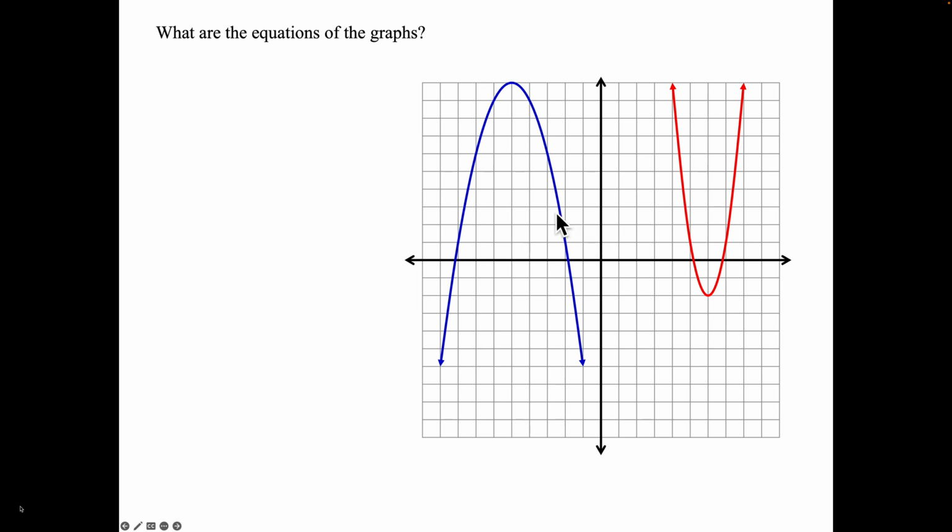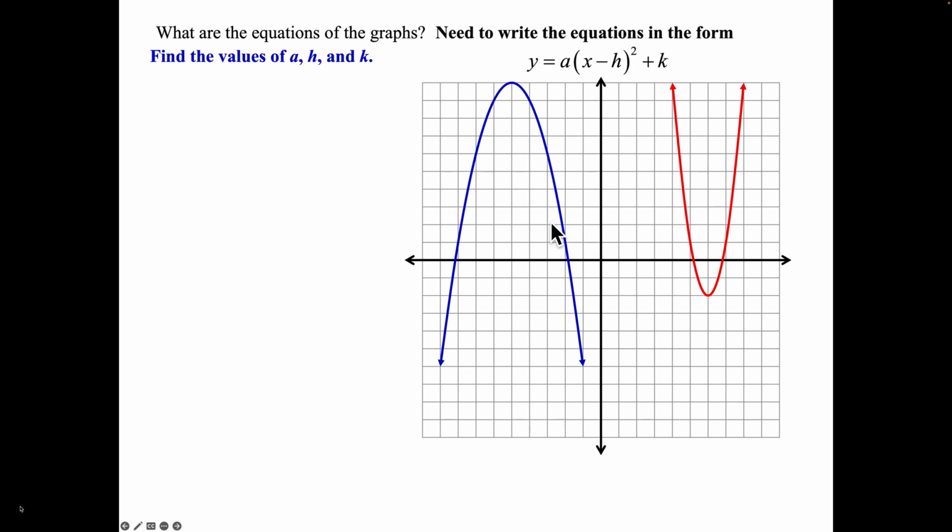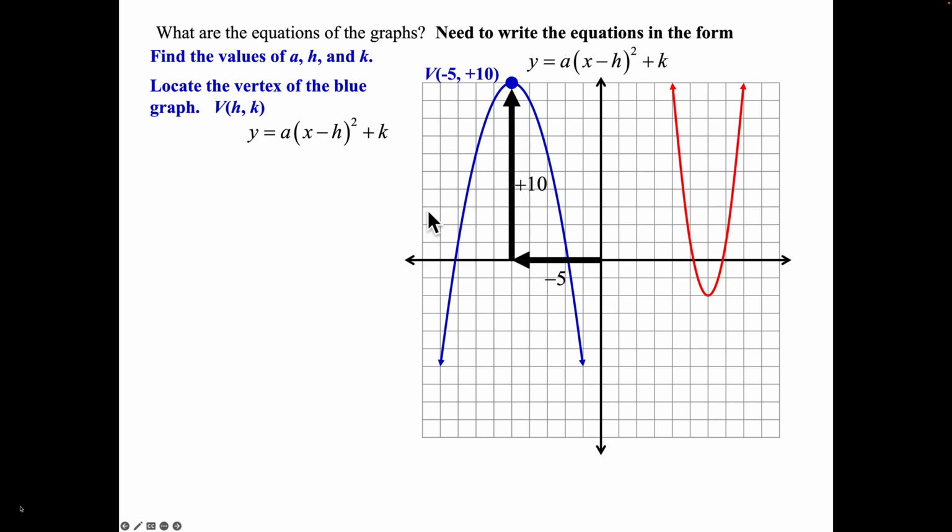Next, here you will be given graphs. You have to come up with the equation. So you have to find the values for A, H, and K. So the first and easiest thing to find is the vertex. There's my point. So to the left, 1, 2, 3, 4, 5. Up 1, 2, 3, 4, 5, 6, 7, 8, 9, 10. -5, 10 is my point.